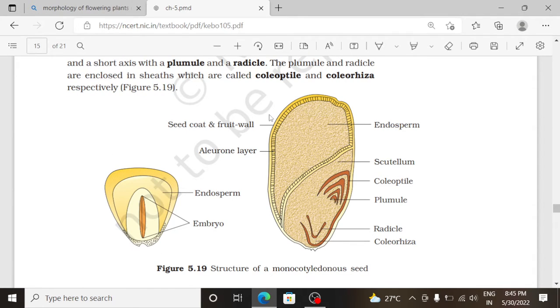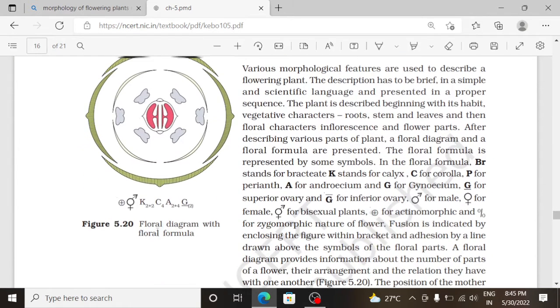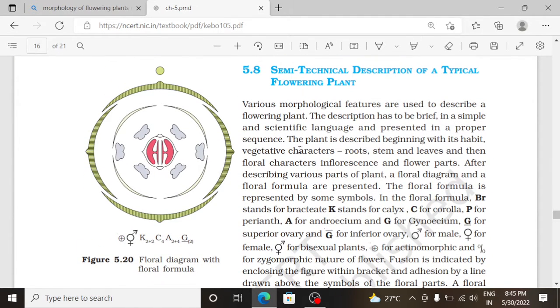Structure of monocotyledonous seed. So you can see here the endosperm and the embryo, and here you can see the endosperm, the scutellum, coleoptile, plumule, radicle, coleorhiza, and this one is seed coat and fruit wall, aleurone layer. Okay, and this diagram is floral diagram with floral formula.